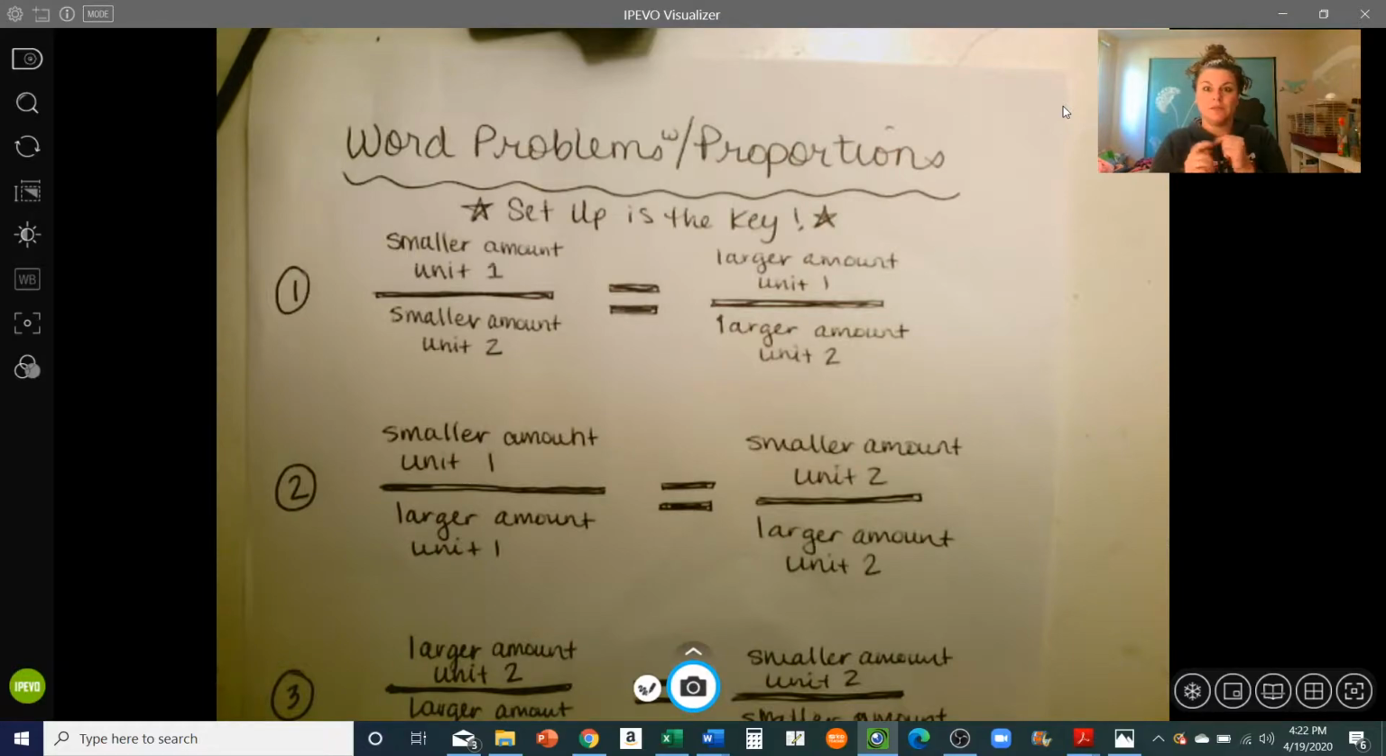And they're similar. They're word problems with proportions. They just look a little bit different. And so we'll talk about some of those today in this video.